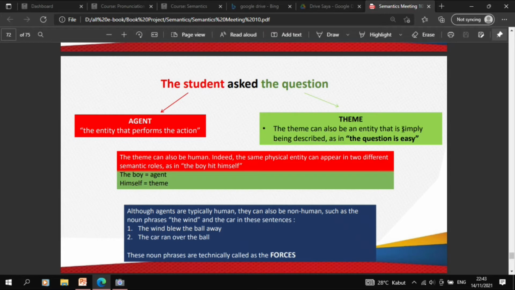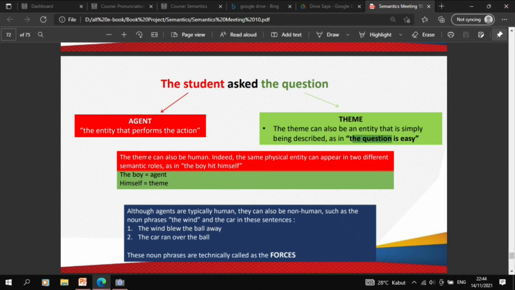If it is being described and does not perform anything, there is no performance here, right? So the subject does not do anything. It's only describing. So here the question is also called the theme, the same as in this one. The students ask the question, so the students is the agent, and the question is the theme of the sentence. The noun phrase, the question, is the theme among the roles of the sentence in semantic meaning.